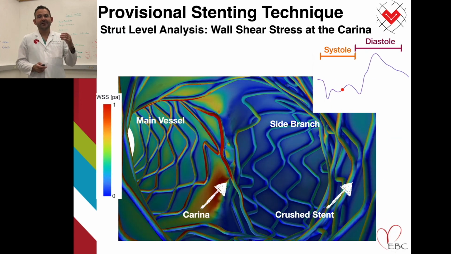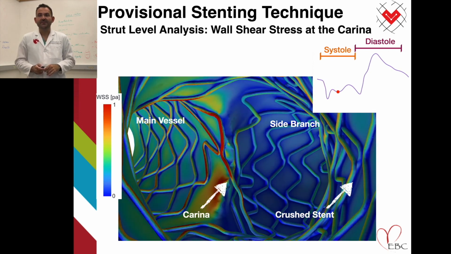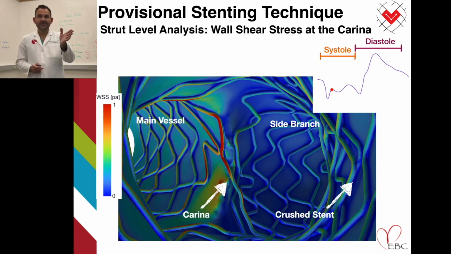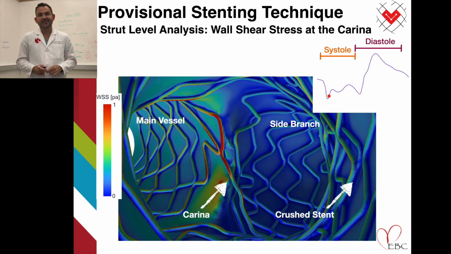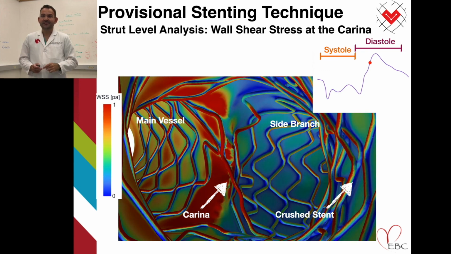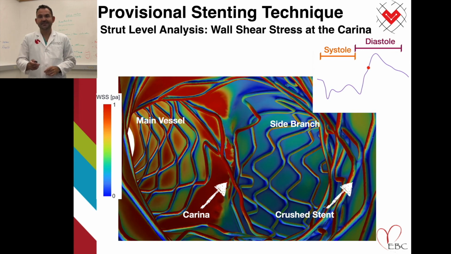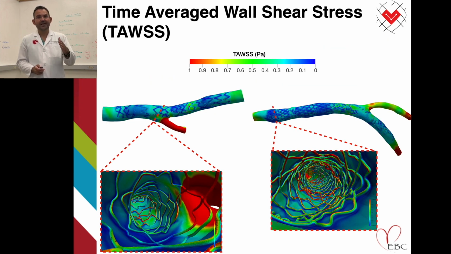And then we can have a bigger close-up, focusing on the strut level. Here you can see in a DK crush technique the distribution of shear stress on the main vessel, side branch, at the carina. You see the flow acceleration around the stent struts at the carina with diastole. We can even see the crushed part of the stent, this double layer stent at the distal main vessel close to the side branch ostium. Also, we have the opportunity to cut across different locations of the stented segments and see how the flow is distributed there as well.